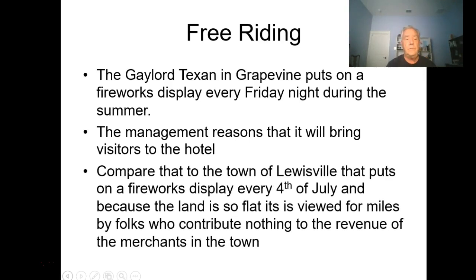This is a lot like, again, the town of Louisville putting on a 4th of July for the residents of the town. But you don't have to be in the town to see it. The land around Louisville is fairly flat. You can be pretty much any place in the immediate area within a few miles and be able to see the fireworks. So why do they do it? They do it because they're promoting their town and their city. They assume and hope that people will come into town to watch the fireworks, and therefore the merchants in town will sell more goods and services to people. So again, it's a promotional thing, just like the Gaylord Texan.